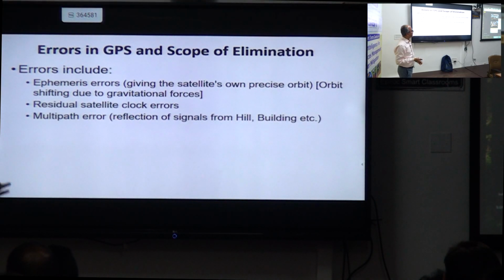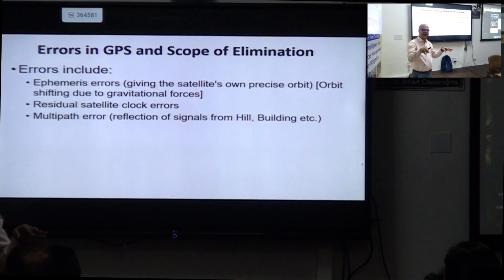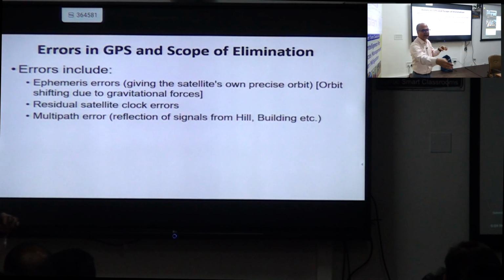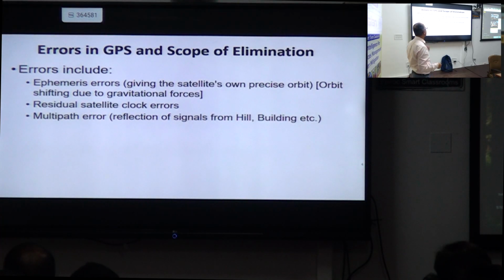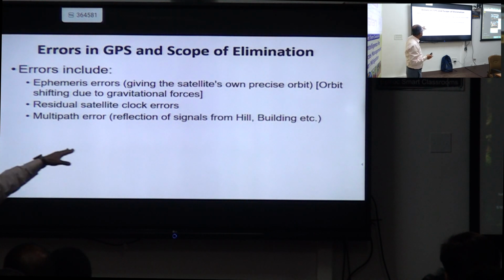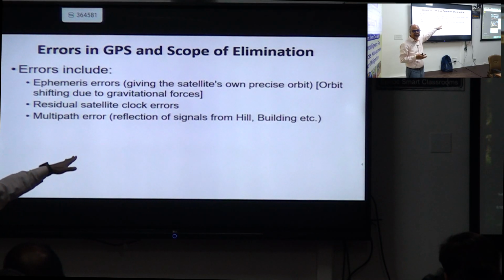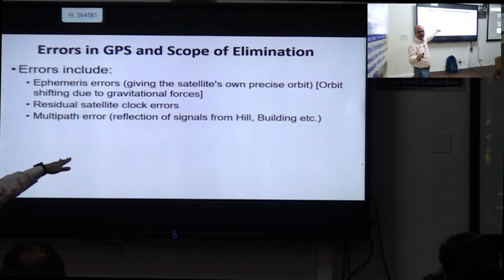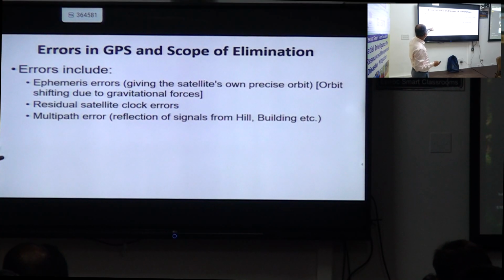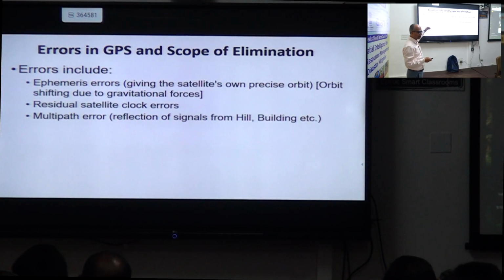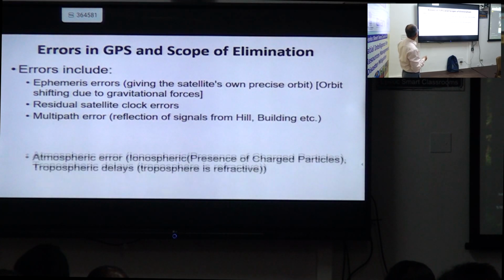Then multipath error, as the signal is sent in all directions. One signal can touch a hillock or a building and then come to the receiver, so several paths are created and several signals are received at different times. So there may be some error, but this is now also used advantageously to understand other things, which I'll touch on very briefly. Though it induces error, dual frequencies are now used, and different techniques exist. So this is one source of error.